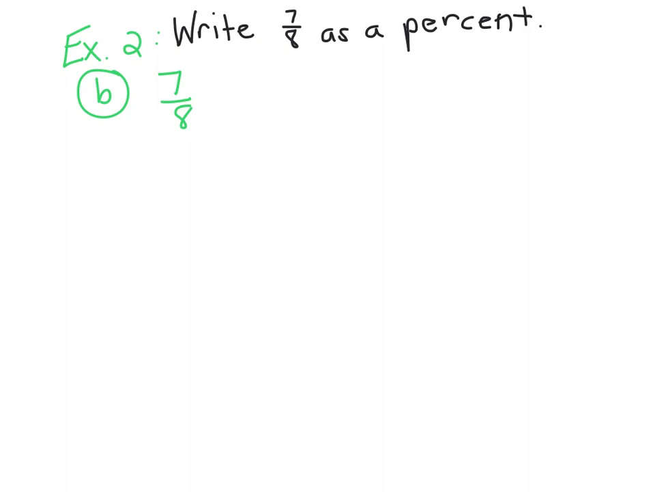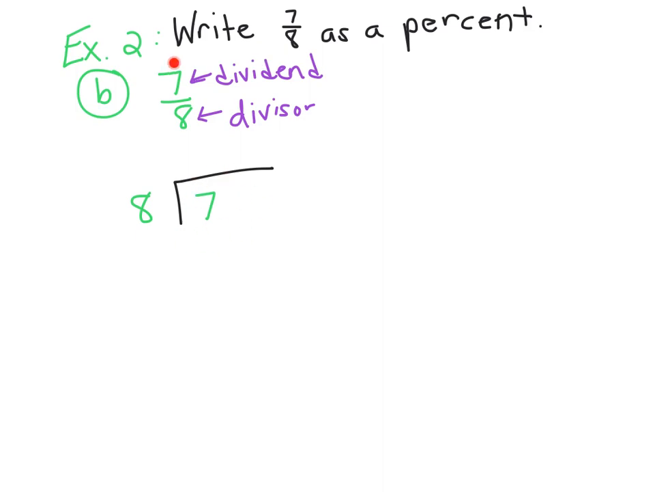For example 2b, we're going to write 7/8 as a percent, and we can see that 8 doesn't go into 100 evenly, so we're going to need to use that option 2. When we set that up, we remember that the dividend always goes under the box, and that's always on top, and the divisor always goes outside, and it's always on the bottom.